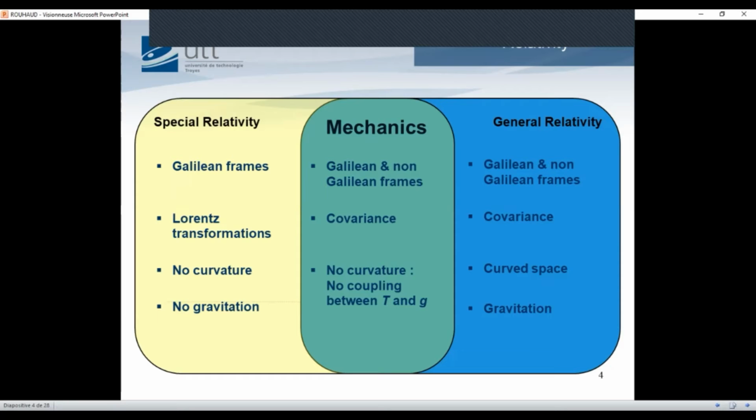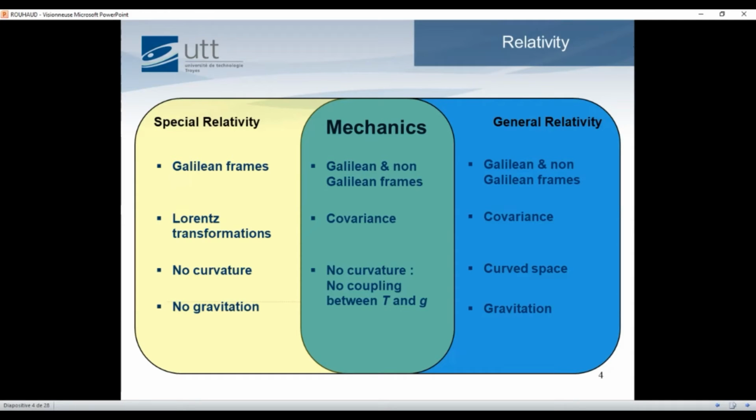We consider the space with no curvature, meaning no coupling between the momentum energy tensor and the metric. And this is similar to what you can find in special relativity. So basically, our proposition is to construct mechanics inside the space-time context because you will be free of the Galilean restriction that you have in traditional mechanics, meaning in Newton's mechanics, you have to write the equation in a particular framework, which is a Galilean frame.